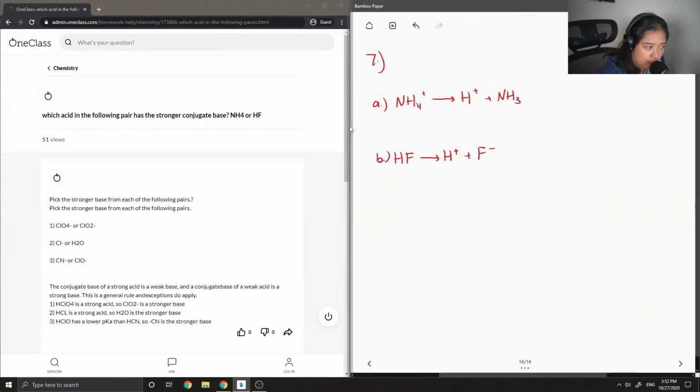So before answering this question, let's think about what they mean by stronger conjugate base. So the strength of your conjugate base is inversely proportional to your acid strength. So I'm just going to write that it's proportional to 1 over acid strength. So the weaker acid you have, the stronger your conjugate base.